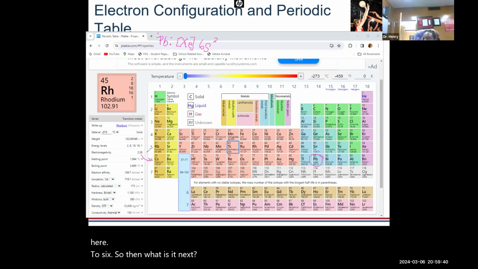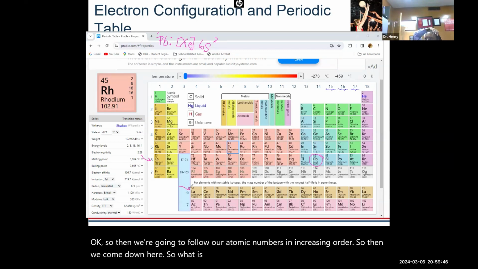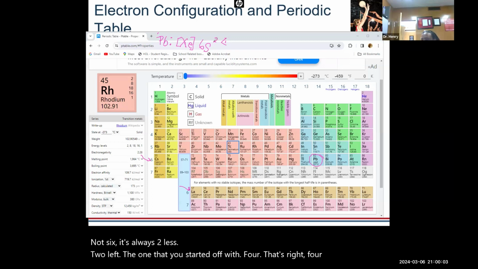So then we're going to follow our atomic numbers in increasing order. So we come down here. So what is this? Is that the 6F14? Not 6, it's always 2 less. That's the one that you're starting on. 4F14.